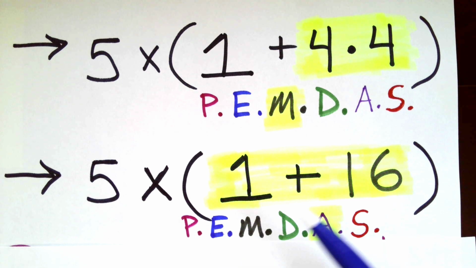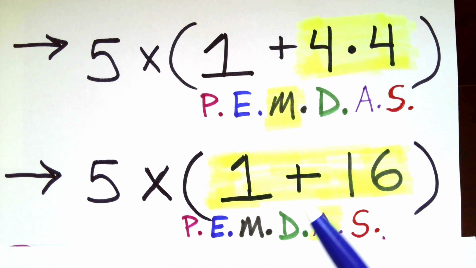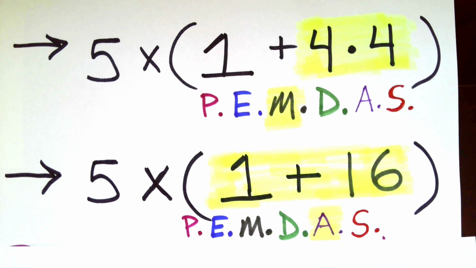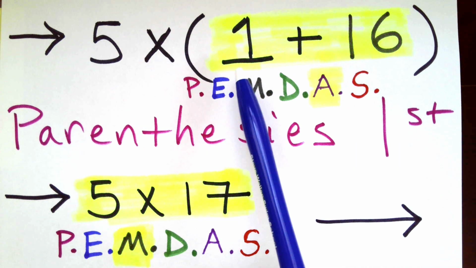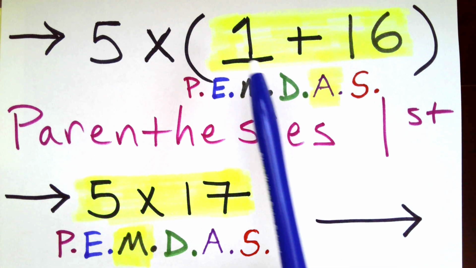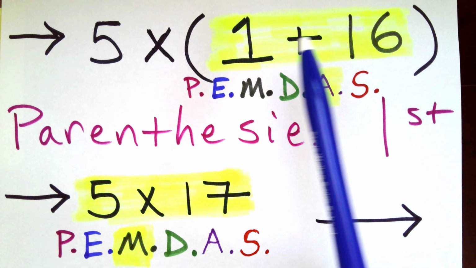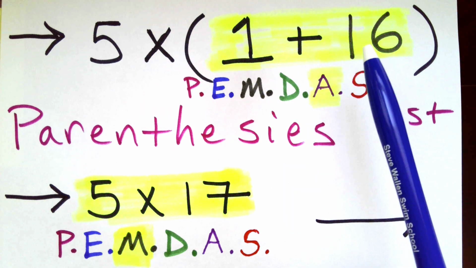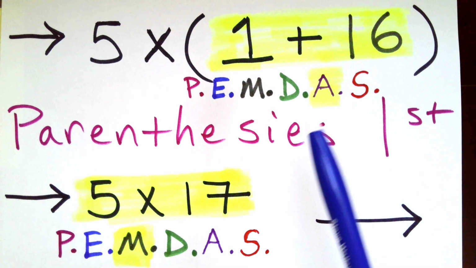Now we're going to add, right? Multiply first. In the order of operations, you can see here, addition is second. So now we're going to add 1 plus 16. We're still working inside these parentheses, and after we multiplied, now we're going to add 16. Addition is the only thing we can do inside the parentheses, so we have to finish simplifying inside the parentheses before we can do anything else. So 1 plus 16, we're going to add, and that gives us 17.